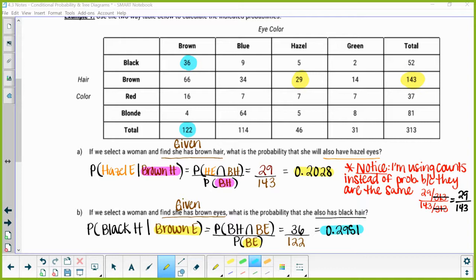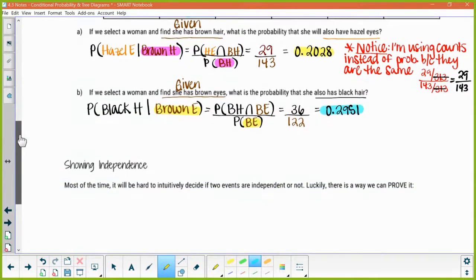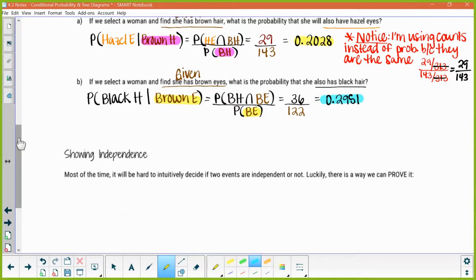And on tests and quizzes, I will be kind of specific, especially for probabilities, because I know we can get a variety of answers when we start rounding.